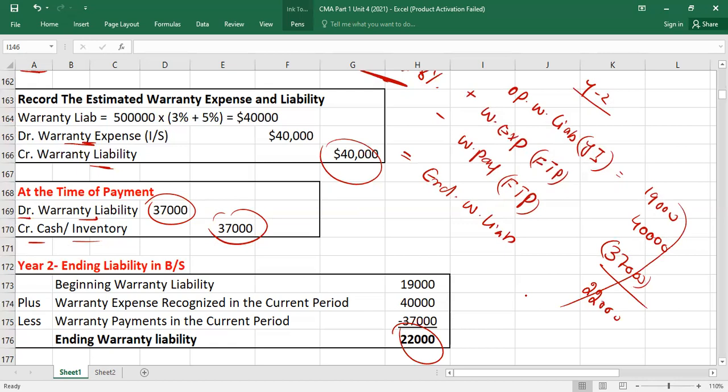Understood? I hope that is clear. Right? So this is what about assurance type warranty. Now we are going to talk about service type warranty. Okay?